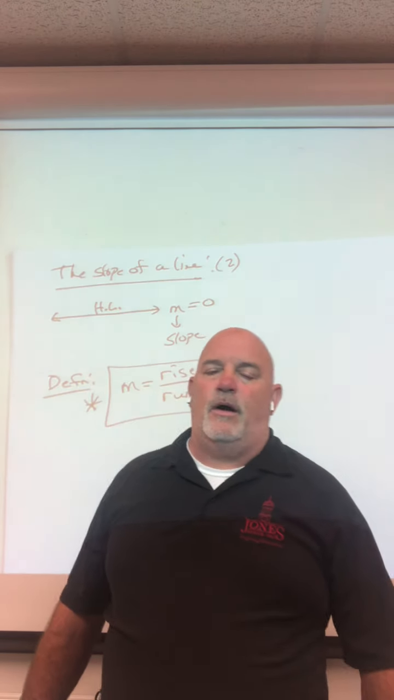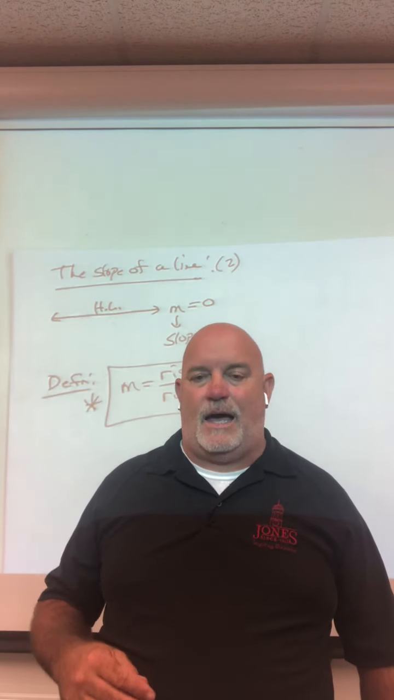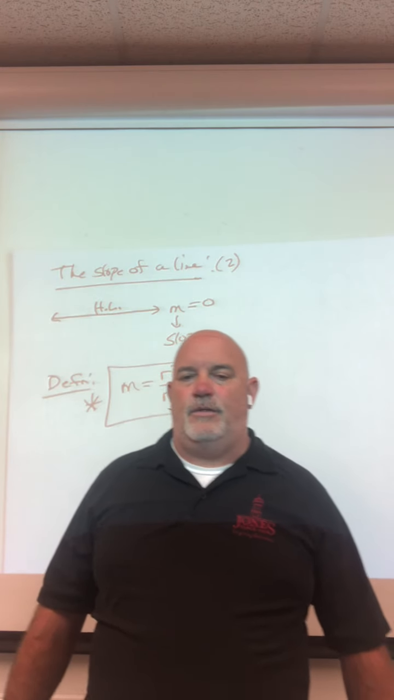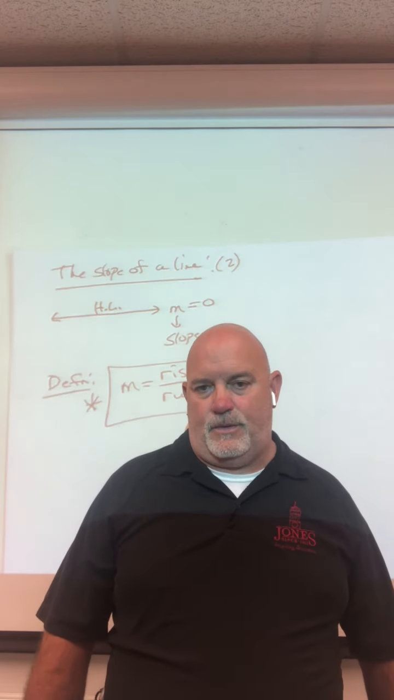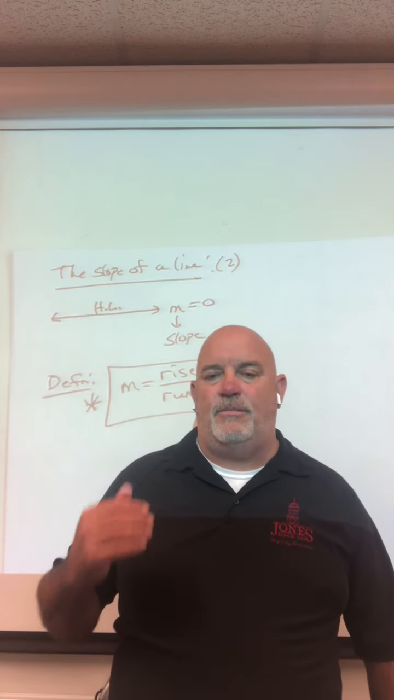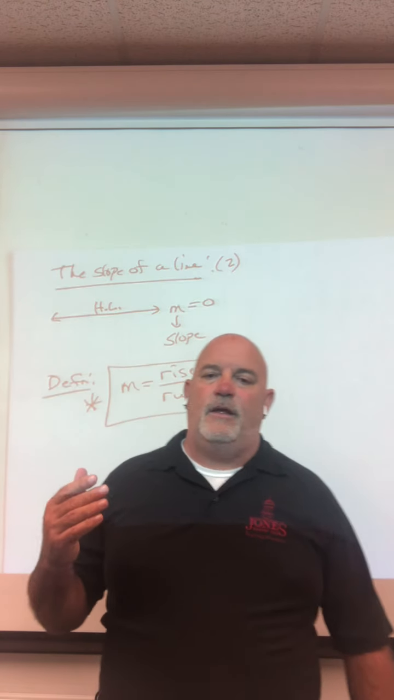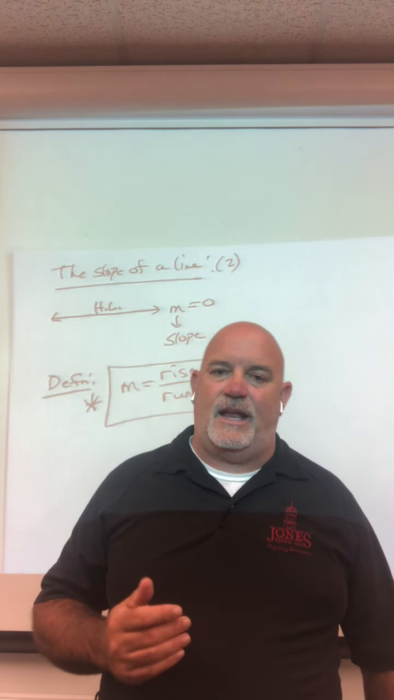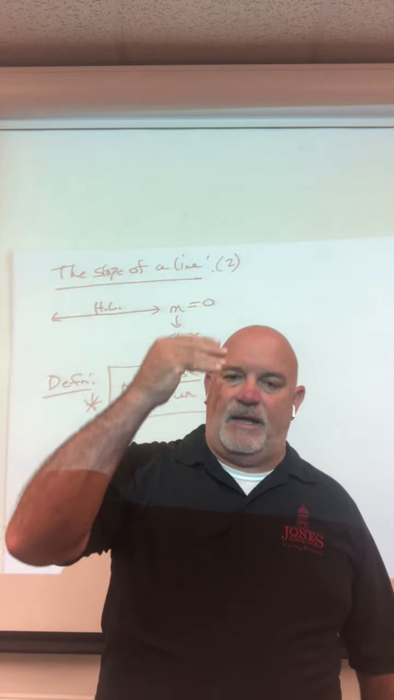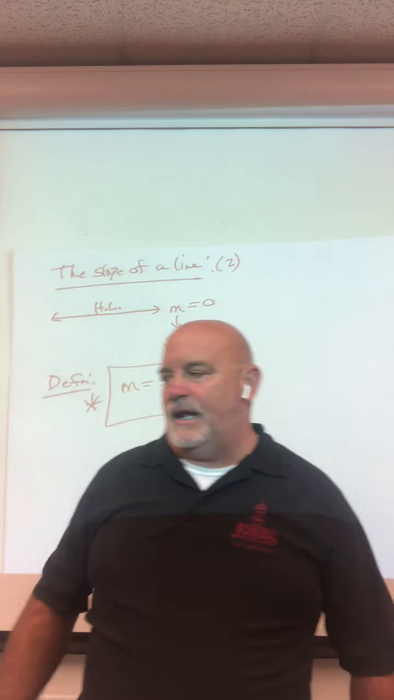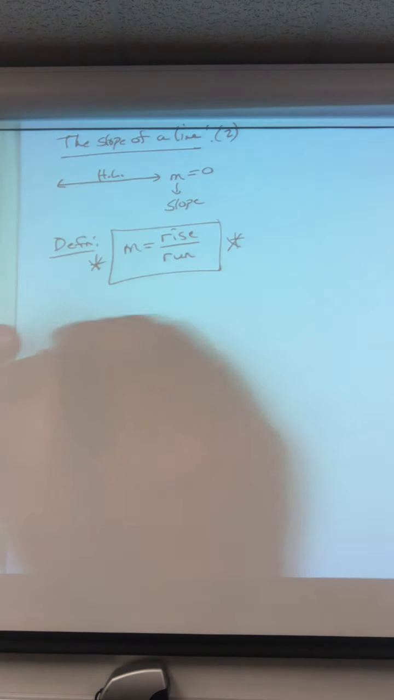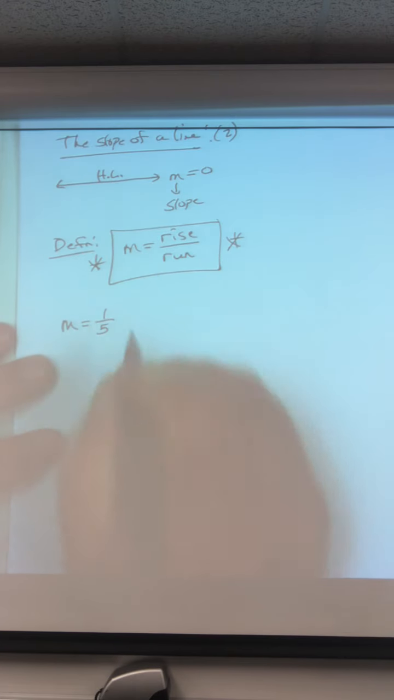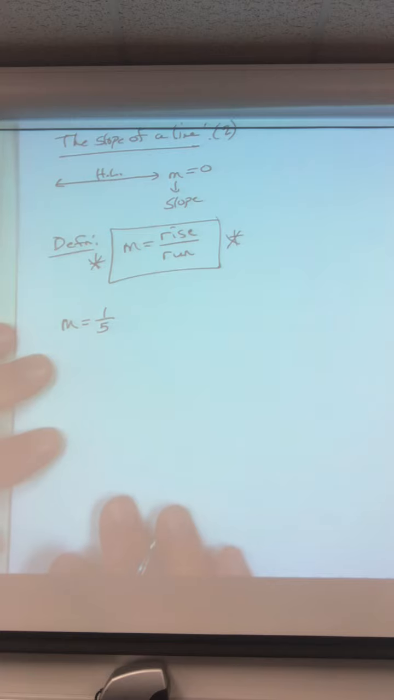If you ever hear a roofer talking about a house, they'll say that the slope of the roof is a 3-5 slope. They don't use the word slope in roofing, they use the word pitch. They'll say it has a 3-5 pitch. That means 3 over 5. Now let me explain what that means. Let's suppose I told you that a line had a slope of 1/5.